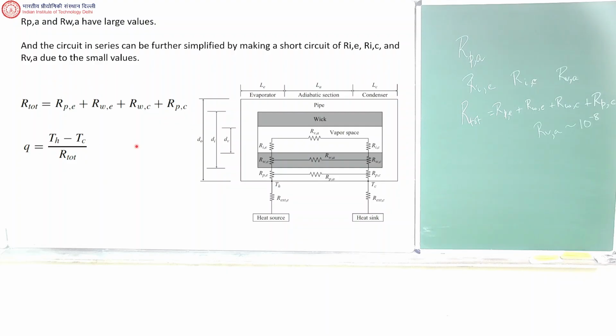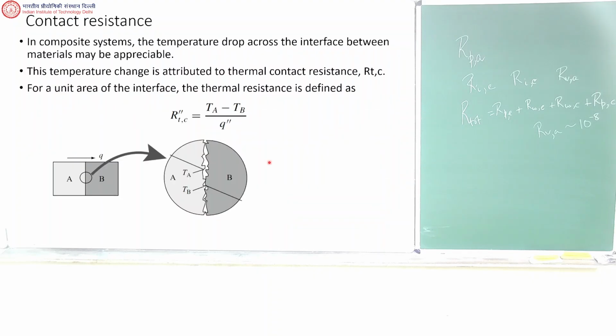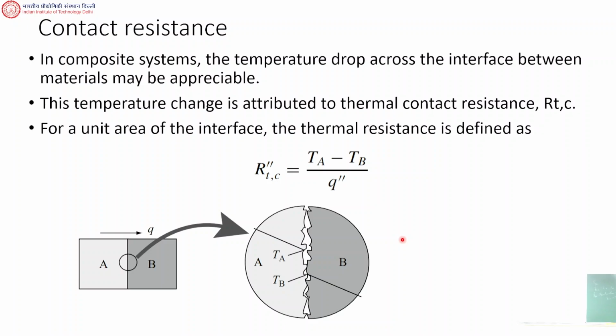Okay, so this is the convenient thing. Now, what else is there? We will also have some contact resistances. Let's say between the pipe and the wick, there will be some physical contact, right? So we'll have some contact resistance. Contact resistance is something which you have studied in undergraduate heat transfer, I'm sure. The contact is never perfect between two materials. You can see it there in the inset here. So contact is not perfect. There are air pockets and air has low thermal conductivity. So these things contribute to some contact resistance.